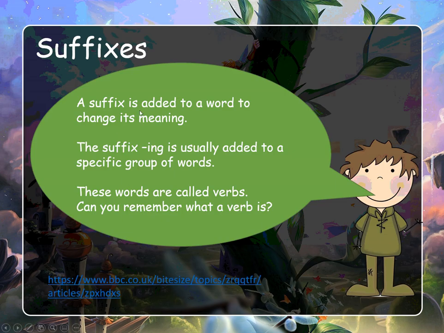A suffix is added to a word to change its meaning. The suffix ing is usually added to a specific group of words. These words are called verbs. Can you remember what a verb is? You tell your grown-ups, and if you can't remember, grown-ups, you may want to re-watch the BBC Bitesize video that we looked at last week, which is available on the links for today's lesson. Okay, so let's see what you thought.